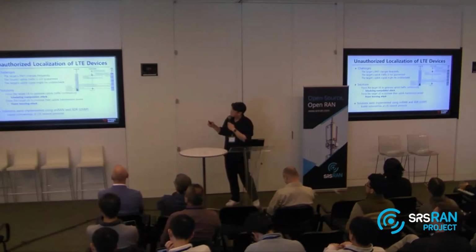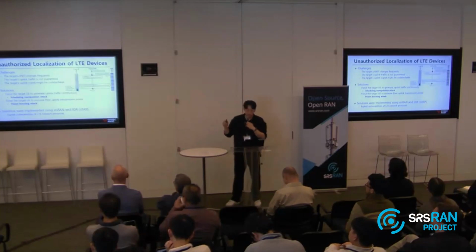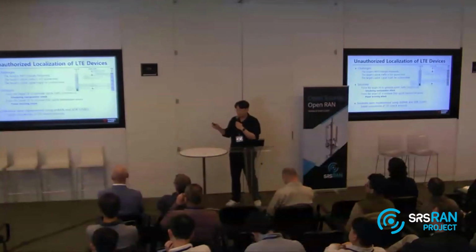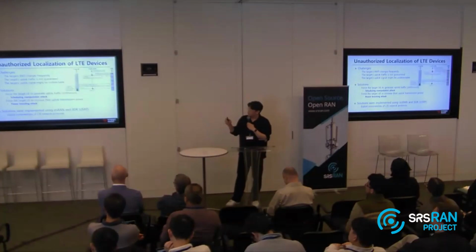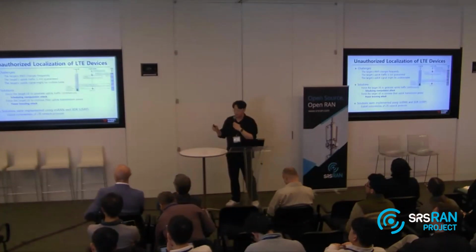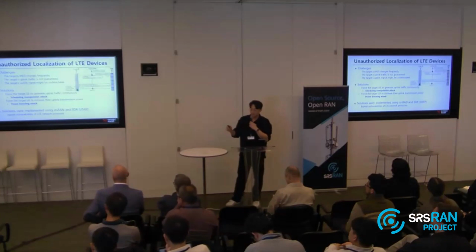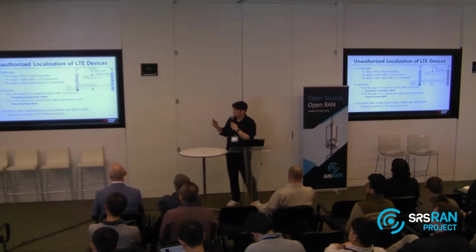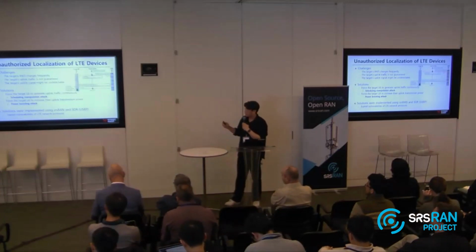And the second one is when the victim UE is not using LTE service such as voice call, the uplink traffic of the victim is not guaranteed to the attacker. At this time, the attacker cannot eavesdrop the uplink signal of the victim.